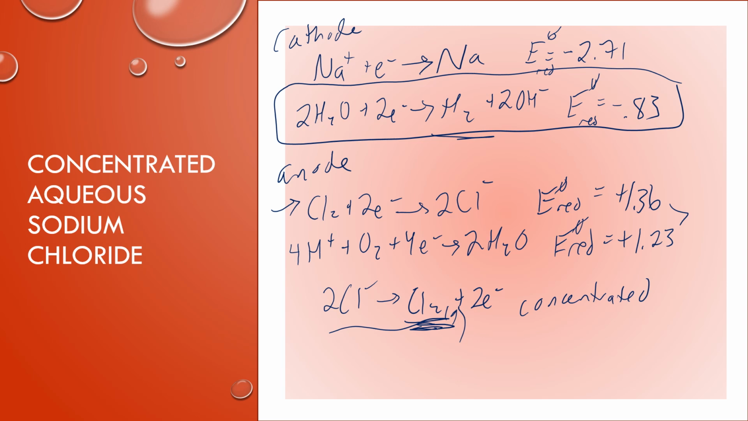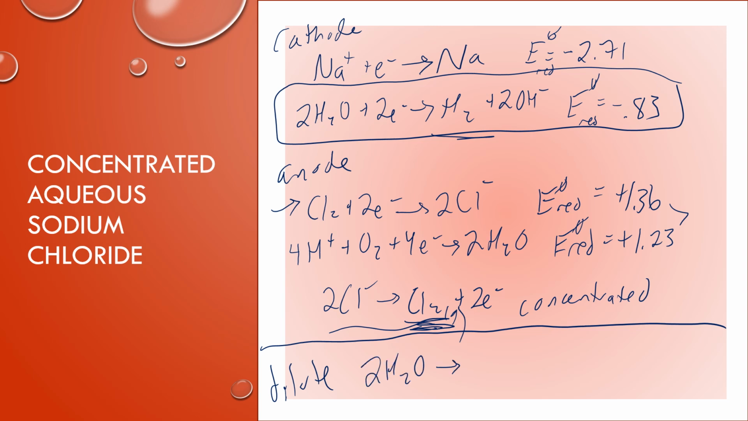However, if your solution is very weak or dilute, then the water is going to be preferred. So in dilute solutions, you'll have the water being oxidized to 4 hydrogen ions, oxygen gas, and 4 electrons. So just keep that in mind. A concentrated solution is going to favor the chloride ions, whereas in dilute solutions of sodium chloride, it will favor the water.